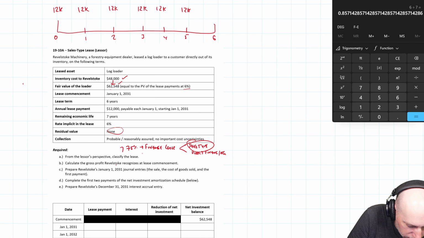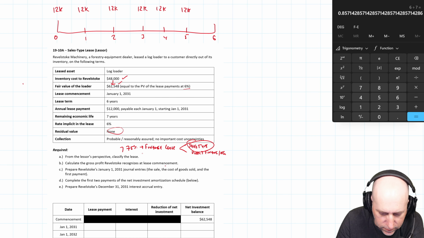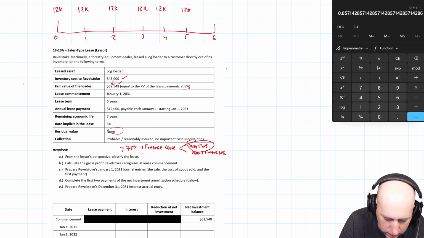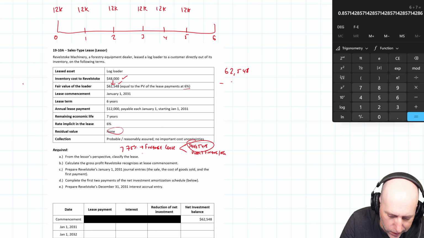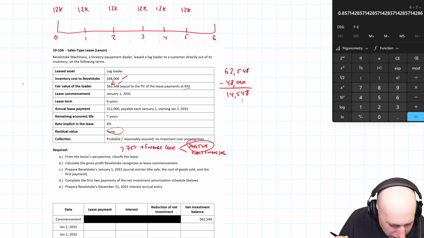Okay, calculate the gross profit that Revelstoke's going to recognize here. Very straightforward. It's our fair value, the present value of these payments that we're receiving is $62,548. Our cost is $48,000. So how much money are we making? How much gross profit? $14,548. Okay, next up, just double checking the math because I did it in my head.